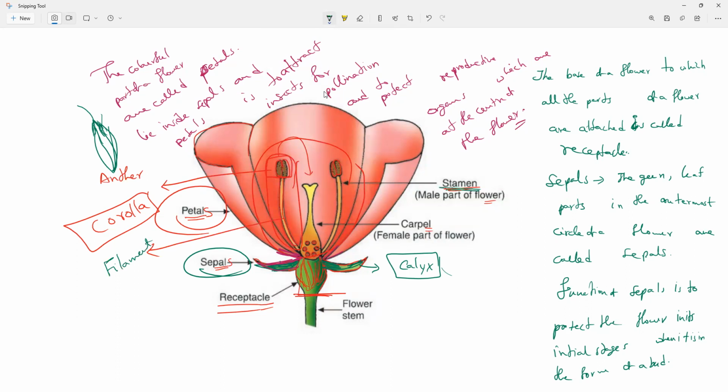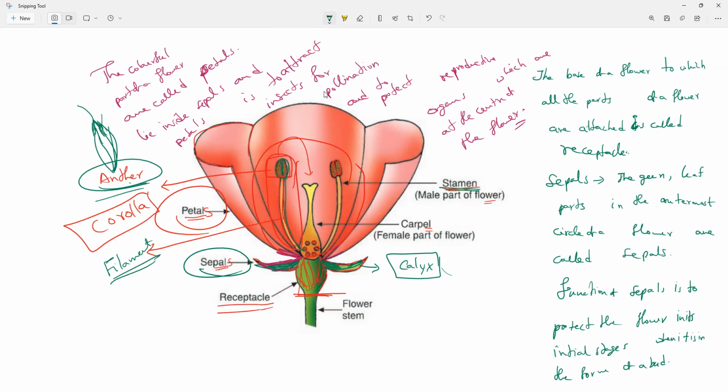If I say stamen, it contains 2 parts: a bulb-like structure which we used to call anther, and a tube-like structure which carries it, attaching from the flower, which we used to call filament. Together we used to call it stamen. Understanding, all of you?